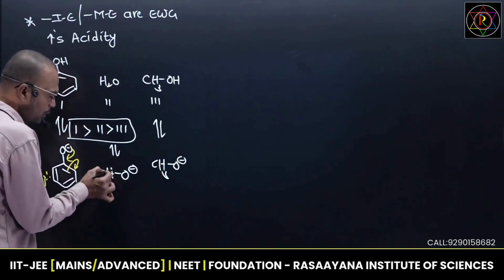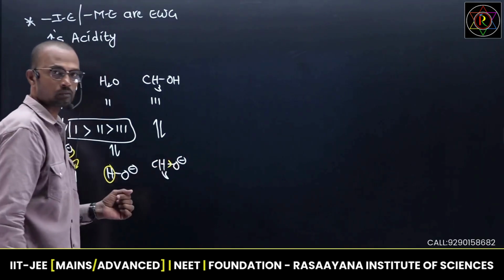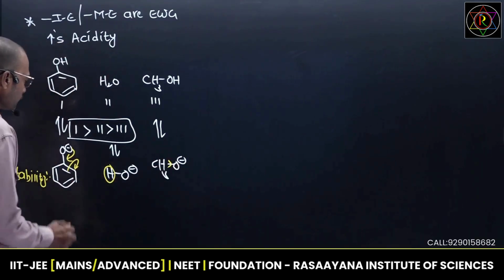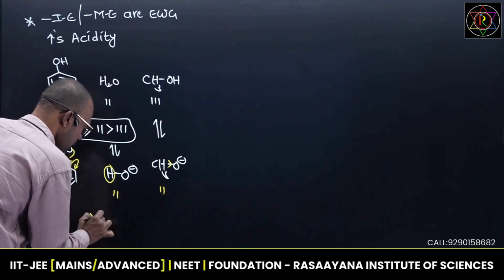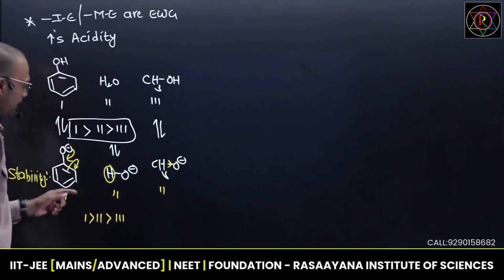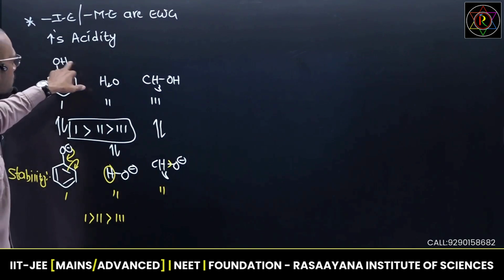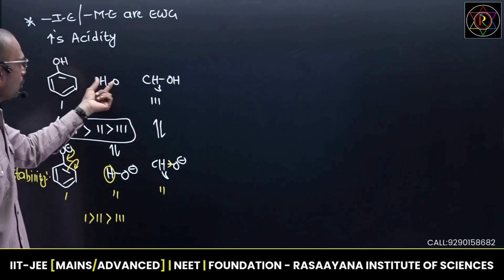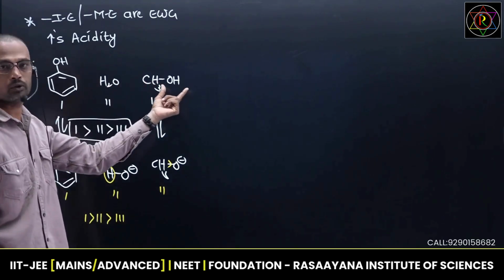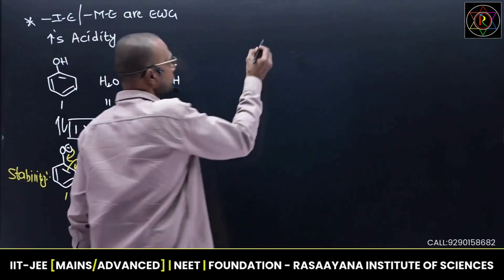Additionally, see, hydrogen is a neutral atom, but methyl is a donor. A donor destabilizes the anion. So if you compare the stability, the first one is more stable than the second one, which is more stable than the third one. As stability increases, acidity also increases. So finally I can say that phenol is more acidic than water, which is more acidic than alcohol. Simply remember, water is more acidic than methanol. This point you remember.